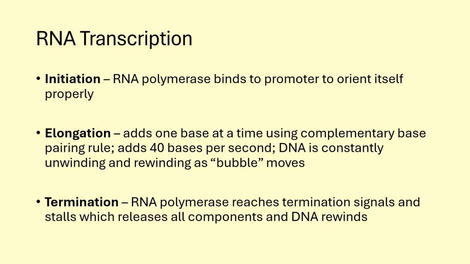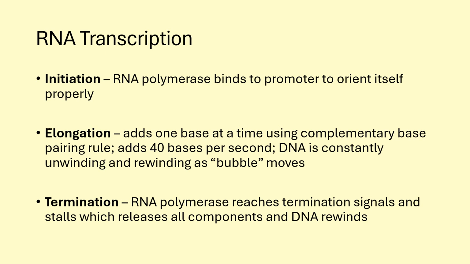So RNA transcription is divided into 3 steps. You have initiation, elongation, and termination. In initiation, RNA polymerase is going to bind to an area on the DNA that's referred to as the promoter site. This helps to orient it, to position it. Do you know which way you're going to read? Do you know where you're going to read?